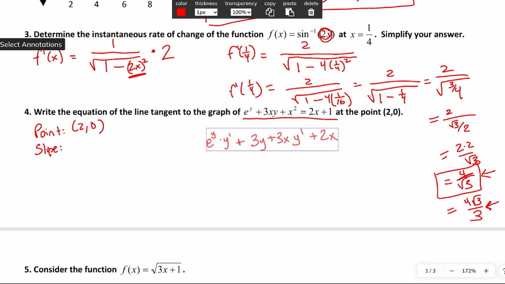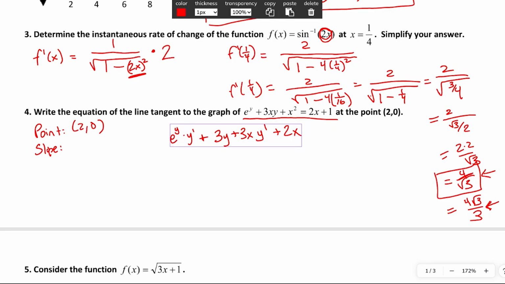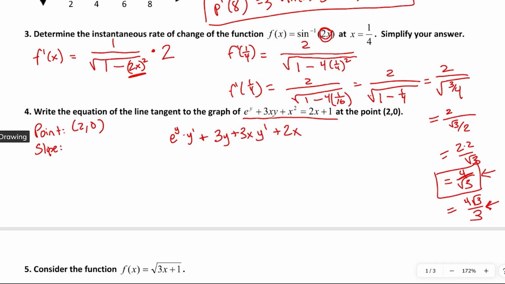I didn't realize it would be so long. I'll go ahead and move that over. Equals the derivative of 2x plus 1, which is just going to be 2. So if I'm looking for the slope at the point 2 comma 0, I'm going to have to isolate y prime and then plug in 2 comma 0 for x and y.